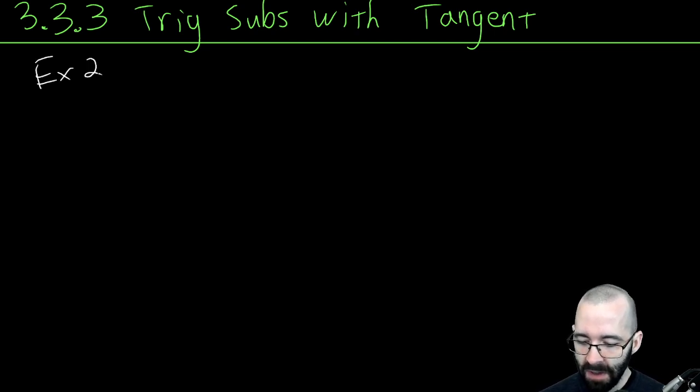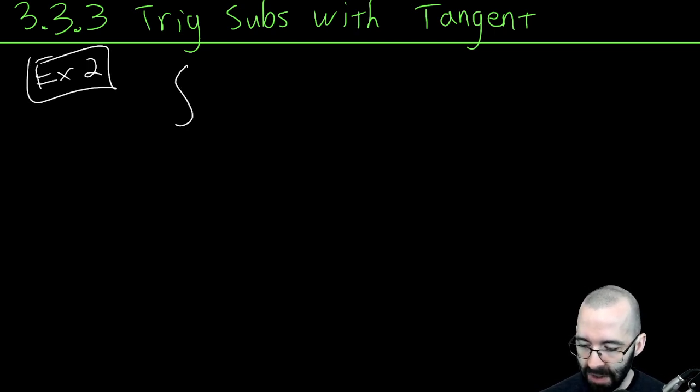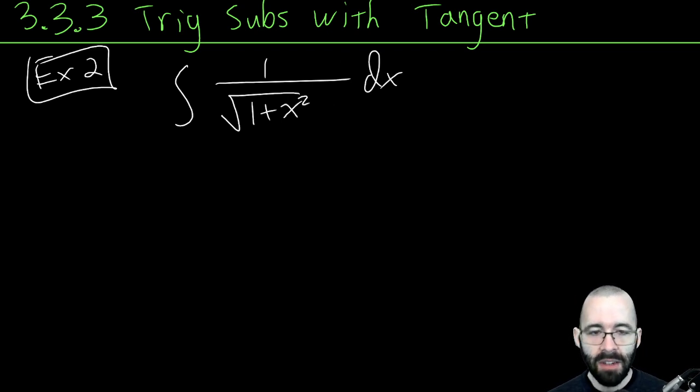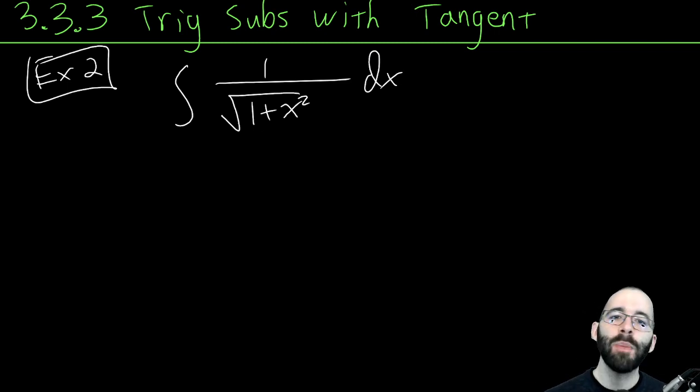Example 2. I want you to integrate 1 divided by the square root of 1 plus x squared. This is almost inverse tangent. If there were no square root, this would just be arctan of x plus c. Because there's a square root, there's a problem. If this were a minus sign, it'd just be arc sine. But it's not.